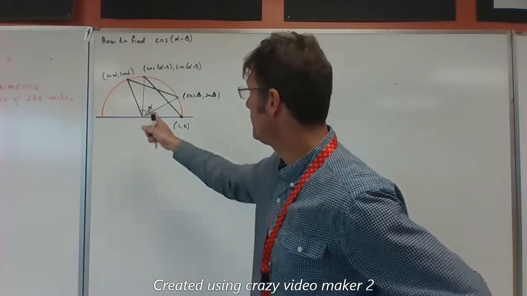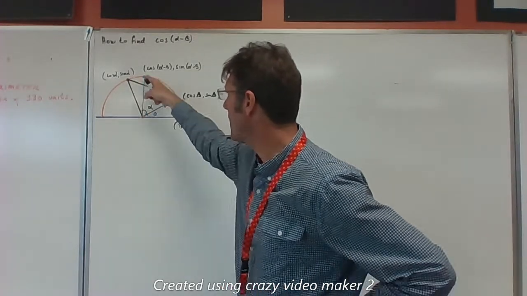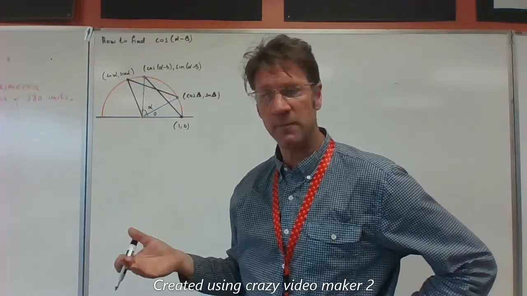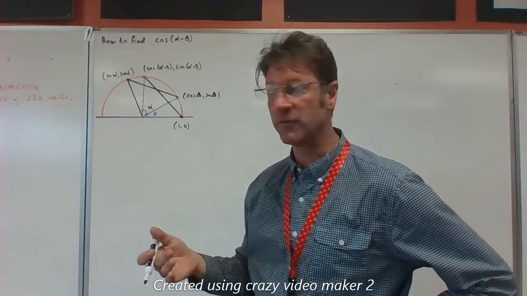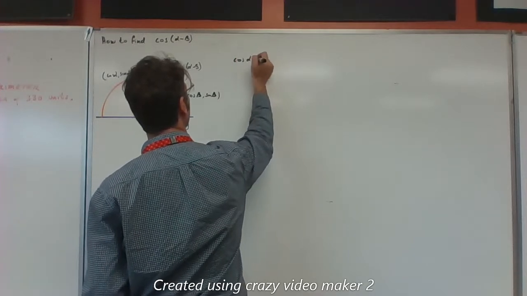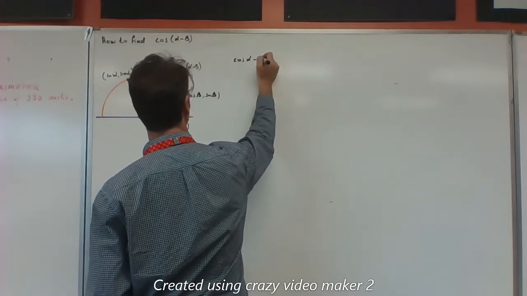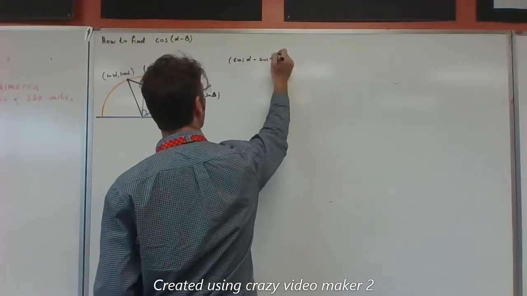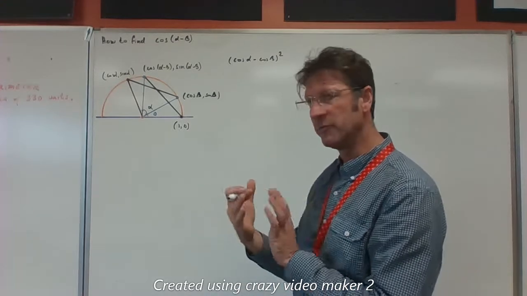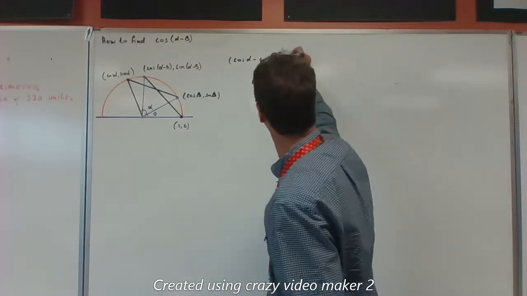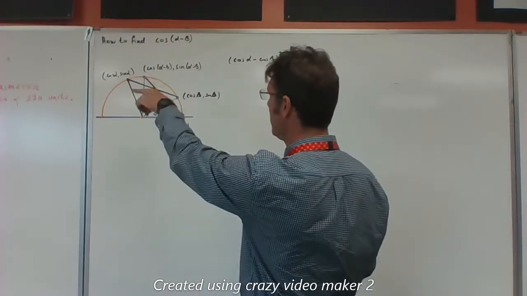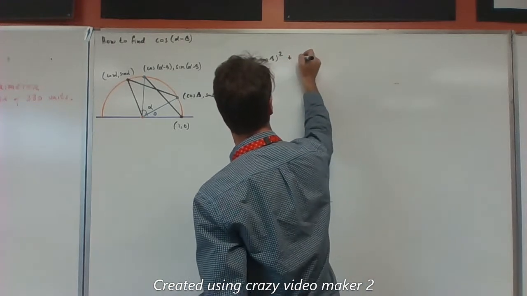I'm going to do this line segment first and that one second. Okay, so the length of that is going to be the square of the difference of the x values plus the square of the difference of the y values. So it is going to be that cosine alpha minus cosine beta, the quantity squared, that's the horizontal displacement. The vertical displacement is going to be the sine. Same order, sine alpha minus sine beta, the quantity squared.